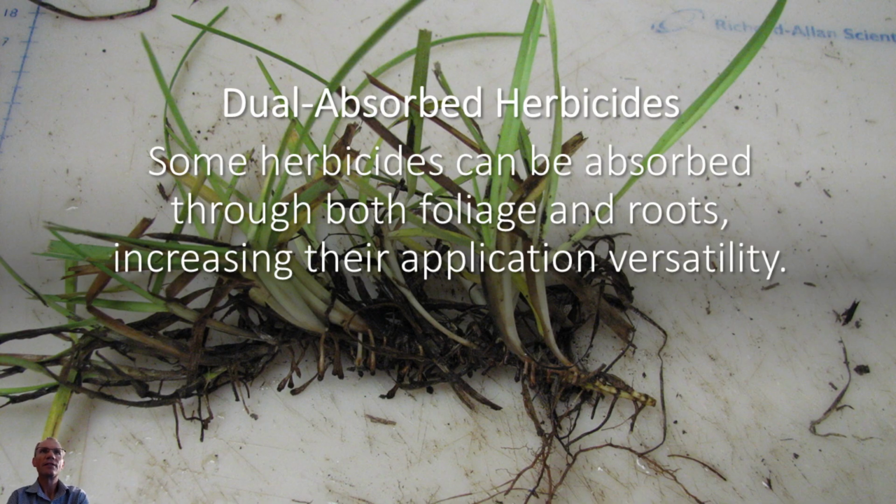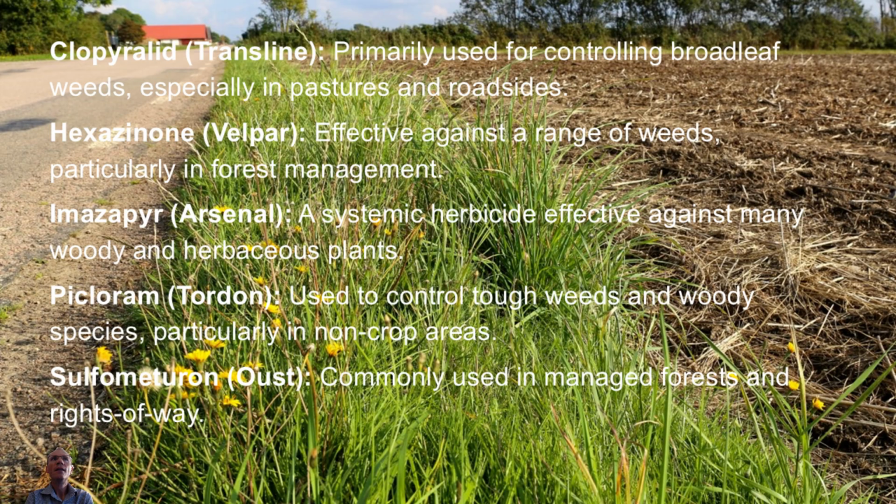Dual-absorbed herbicides. Some herbicides can be absorbed through both foliage and roots, increasing their application versatility. Clopyralid (Transline), primarily used for controlling broadleaf weeds, especially in pastures and roadsides.